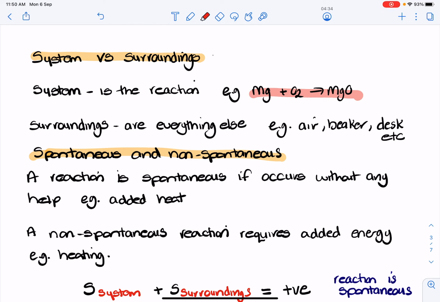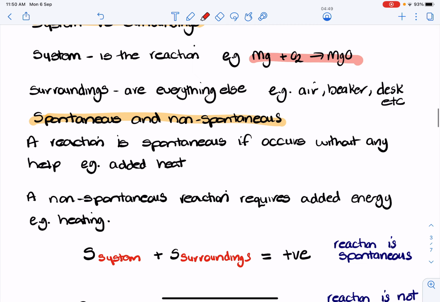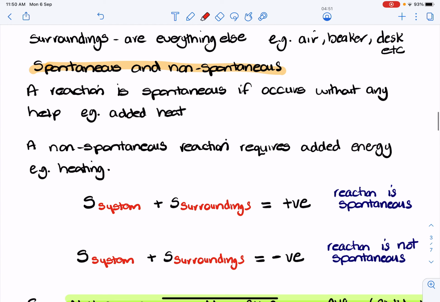Another thing you'd have to be aware of is spontaneous and non-spontaneous. A reaction is spontaneous if it occurs without any help. So e.g., you don't have to heat it up, so you're not getting the Bunsen burner out to heat it up. A non-spontaneous reaction can happen, but it needs energy to occur. So those are the reactions that we are heating up and getting the Bunsen burner out for, because they're non-spontaneous. They don't happen by themselves.